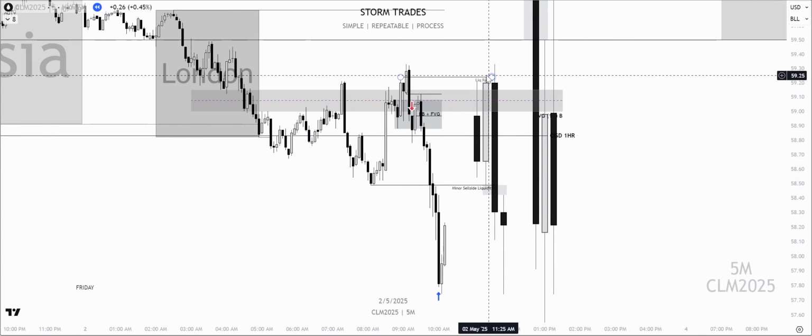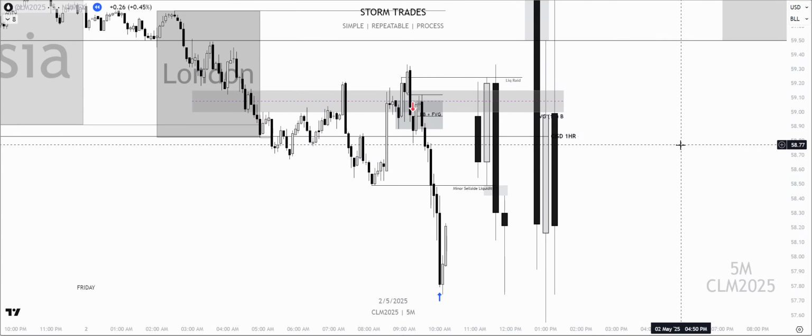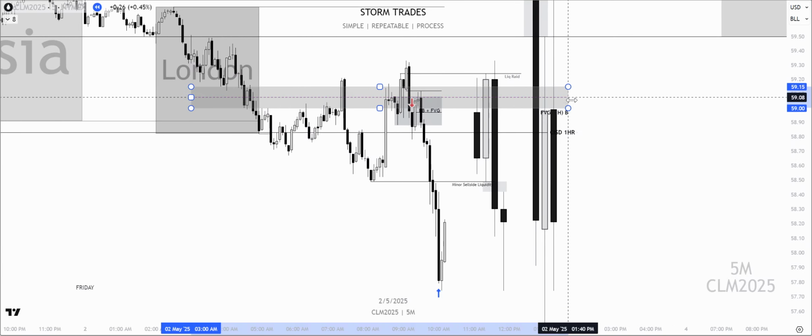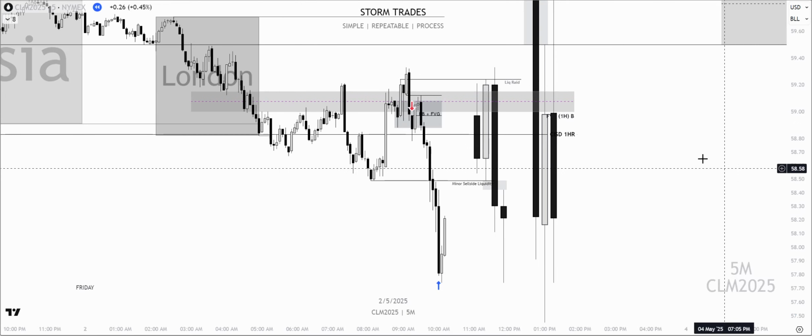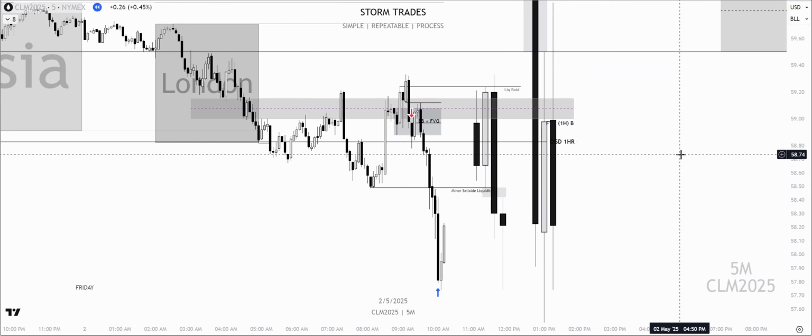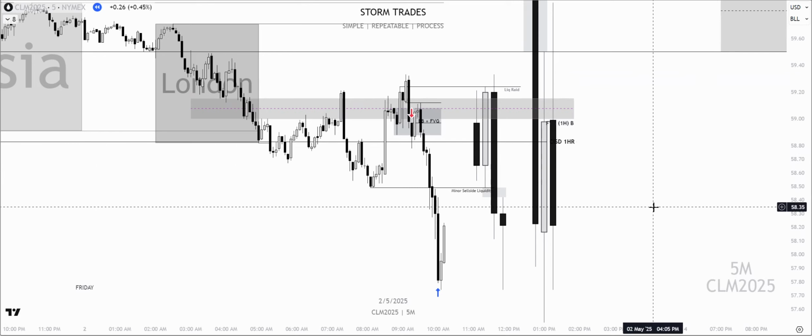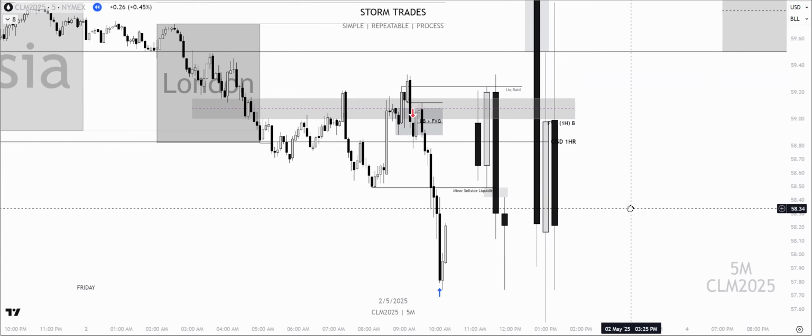That was it for today. It was a great trade. It moved quick, followed our logic. We were trading in the direction of our high time frame bias along with the hourly market structure.